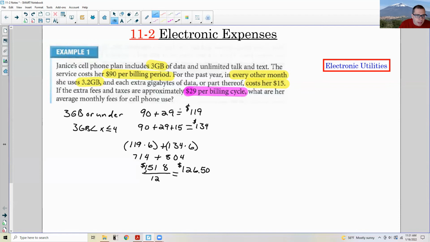Another way we could have done it, since it's every other month, all we had to do is take this 119 plus 134 and divide it by 2. Okay, so there is example 1.